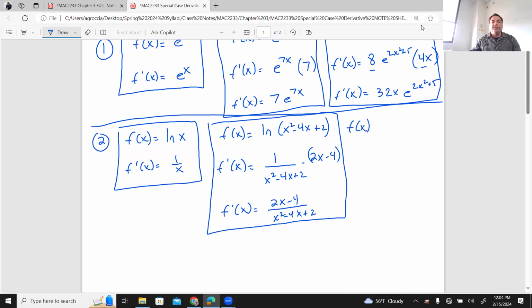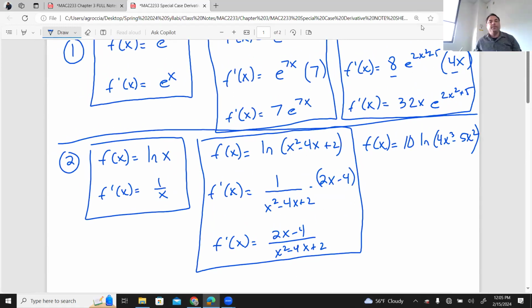So one more for the notes. What if we had 10 ln of 4x cubed minus 5x squared? Okay? So to take the derivative nice and slowly, it's all about how to do each part. The number in front stays in front, times 1 over the original, 4x cubed minus 5x squared.